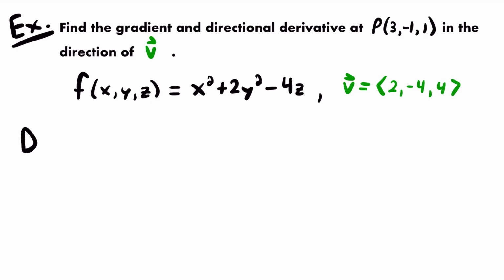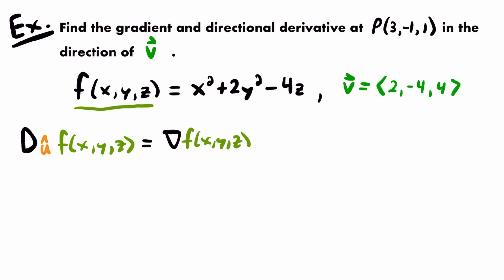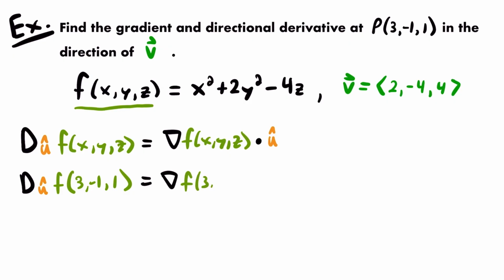We know that the derivative in the direction of a unit vector u for this multivariable function, f of x, y, z, will be equal to the dot product between the gradient vector, del f of x, y, z, with the unit vector, vector u. And in this case, we do want a specific gradient and directional derivative. We want it at this point of (3, -1, 1). And so let's write that out as well. We want to find the derivative in the direction of u for f of (3, -1, 1), and that will be equal to del f of (3, -1, 1) dot product with vector u.